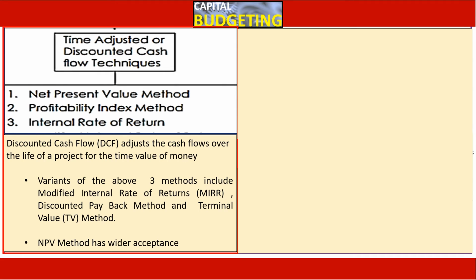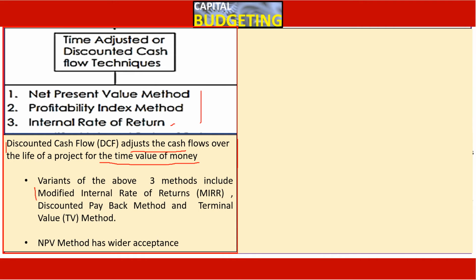What does the discounted value system do? It adjusts the cash flows for time value of money. Means the money in the first year is not the same as the money received in the 10th year. There is a discount for each delay of, say, 1 year. And under the discounted methods, we have three: net present value, profitability index, and internal rate of return.